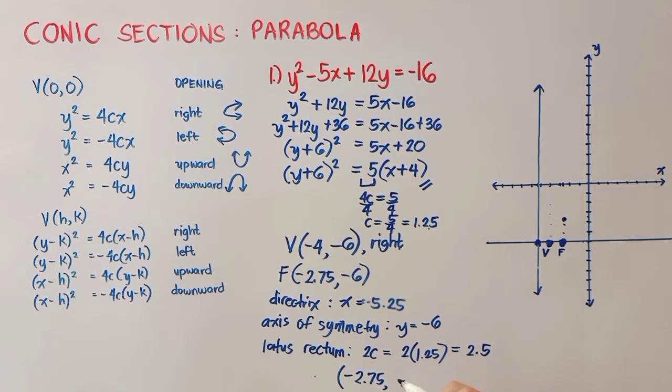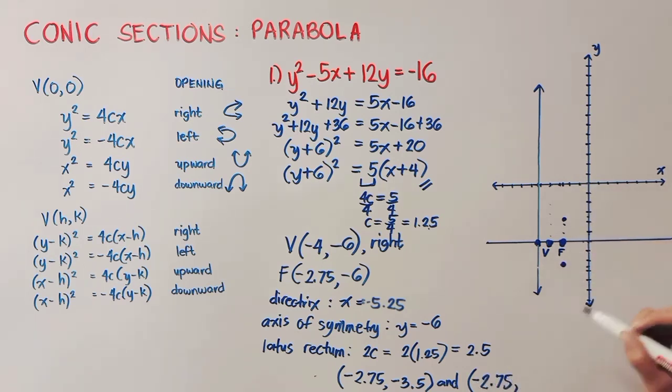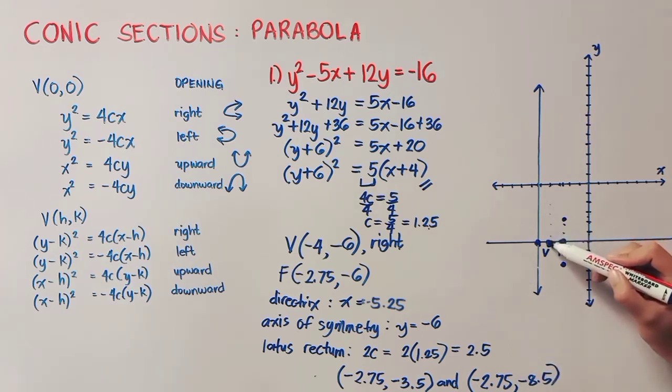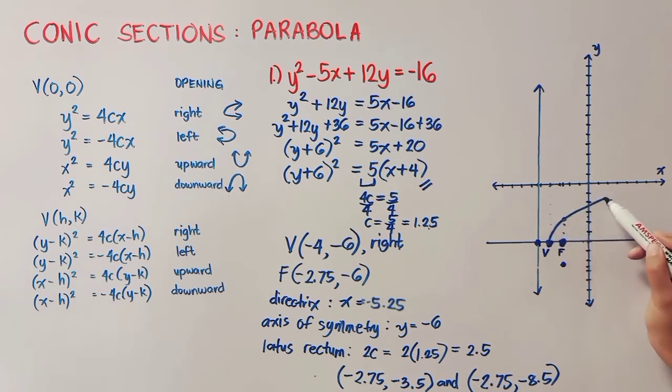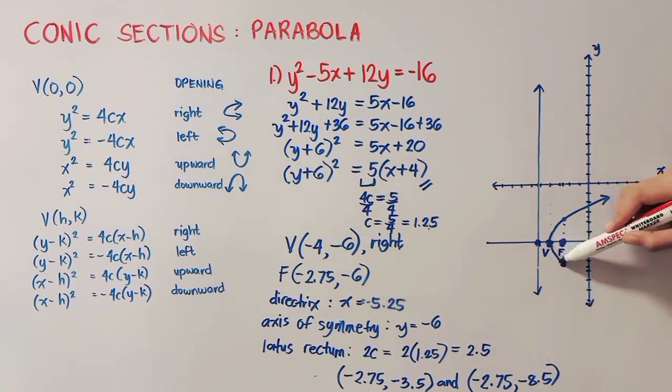Negative 3.5. And the other one is 2.5 here below. So that point is again in line with the focus. So that's negative 2.75. 1, 2, 3, 4, 5, 6, 7, 8, negative 8.5. And now we will simply connect our endpoints of the latus rectum, going to the vertex, forming a curve here, and this is our final graph.